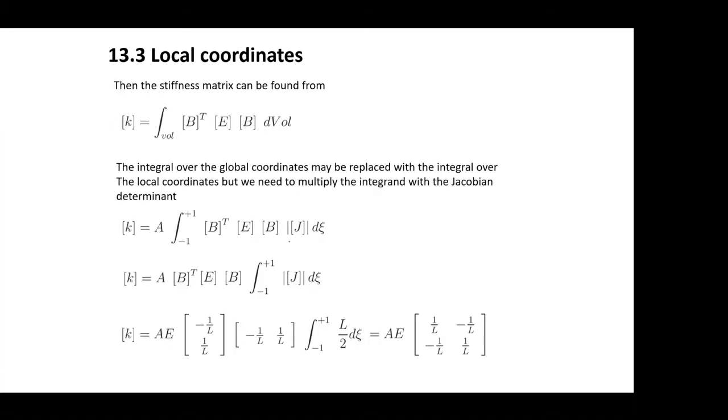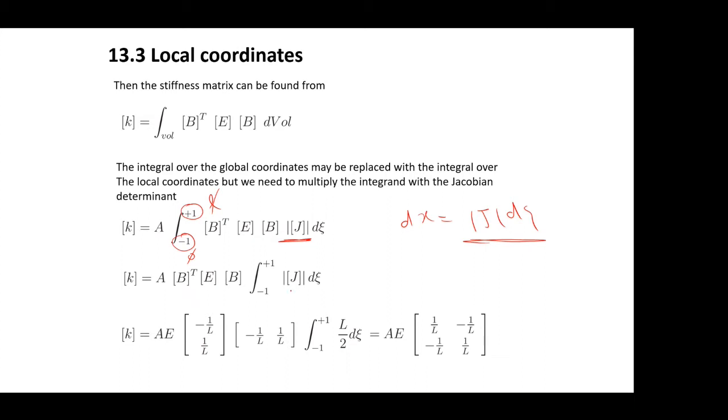The second place you need the Jacobian matrix is to shift the integral from x to xi. So basically what you are doing here, you are replacing these boundaries for your integral, which started from 0 to L, with minus 1 to 1, and you replace dx with the determinant of the Jacobian matrix multiplied by dxi. So you move the entire integration from the global coordinate system to the local coordinate system by simply multiplying by the determinant of the Jacobian matrix.